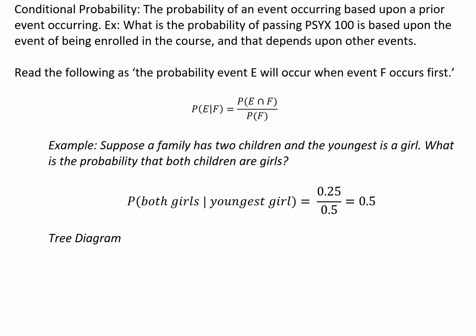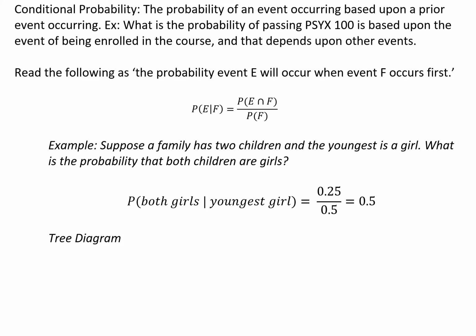An introduction to conditional probability. Conditional probability is the probability of an event occurring based upon a prior event occurring. In reality, this is typically what most probabilities are.